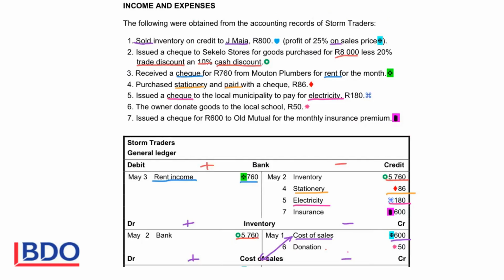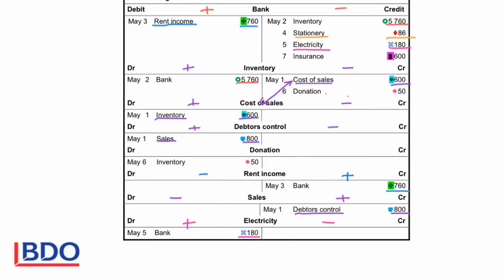The owner donated goods to the local school, 50 Rand. If we donate goods, the one entry will be in the donation account. Because we give goods to them, it means that our inventory decreases, so the double entry will be in the inventory account. The inventory account is credited with the 50 Rand because the inventory decreased, and the donation account is debited because donation is an expense and expenses increase on the debit side.